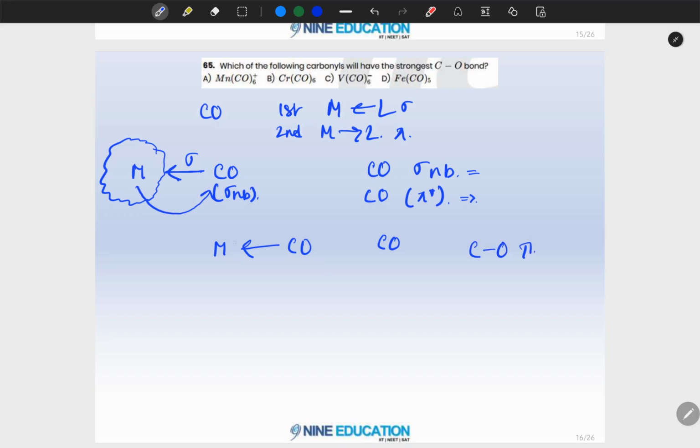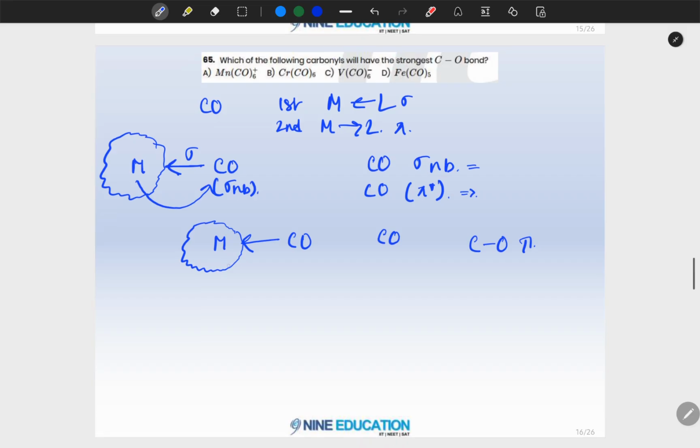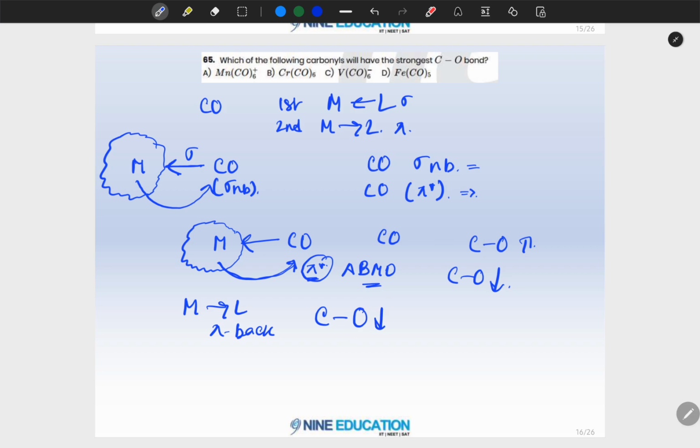And after the sigma donation, what will happen? There will be more accumulation of electron density on the metal. So after that, the metal will try to donate the electron cloud back to the vacant pi star orbital of carbonyl, and because of this back bonding, because of the acceptance of electron in the anti-bonding molecular orbital, the CO bond order will decrease. So higher the extent of metal to ligand pi back bonding, there will be more decrease in the CO bond order, right?